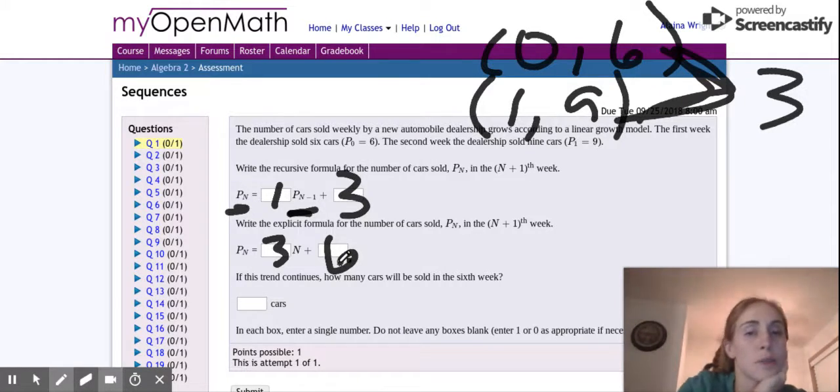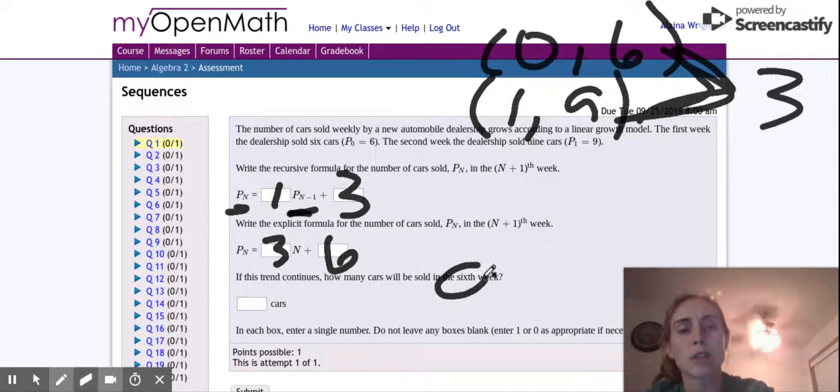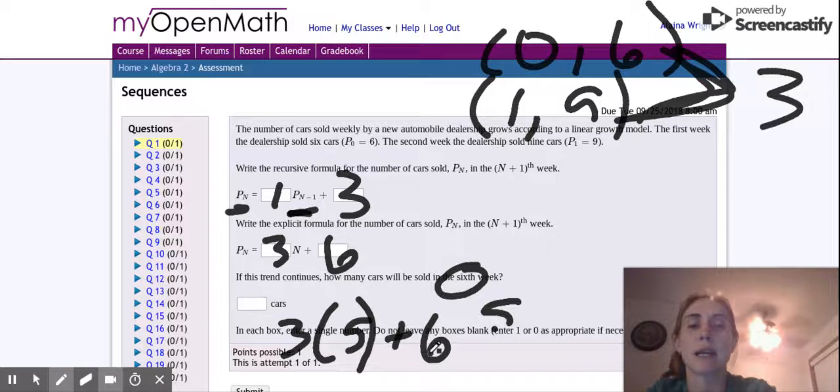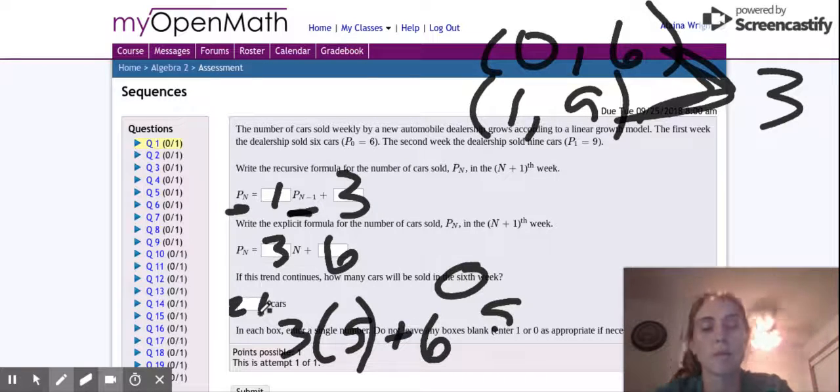If the trend continues, how many cars will be sold in the 6th week? Well, keep in mind that week 1 we used a 0, and week 2 we used a 1. So in week 6, we should actually be replacing my variable with a 5. So I'll have 3 times 5 plus 6, or 21 cars.